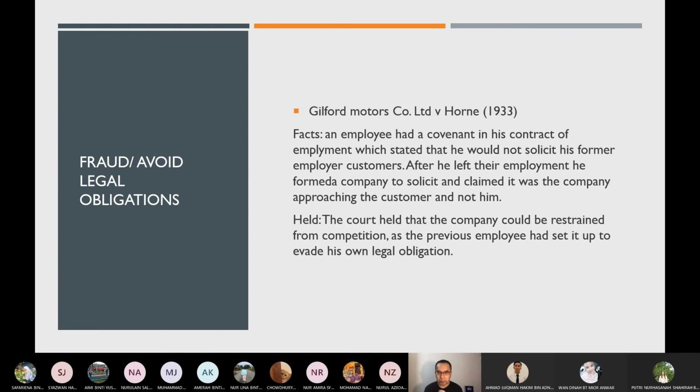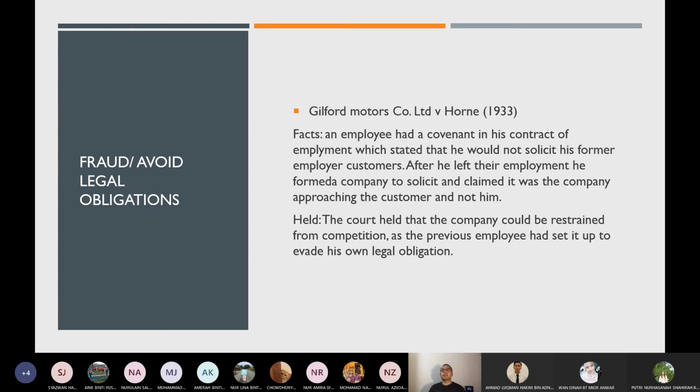After he left their employment, he formed a company to solicit. While he was working with this company, his contract of employment said that if he left, he would not solicit any of his former employer's customers. But he left after a while, formed his own company, and this company solicited customers from his former employer.